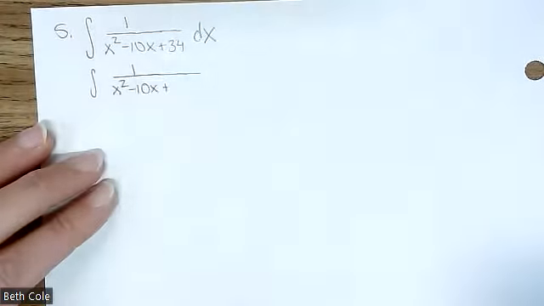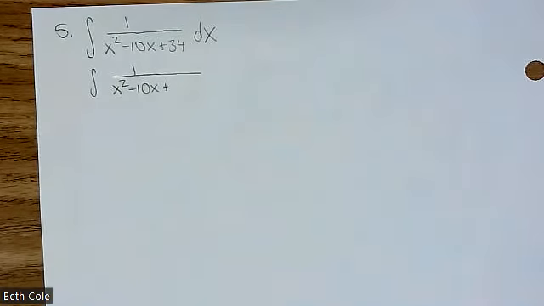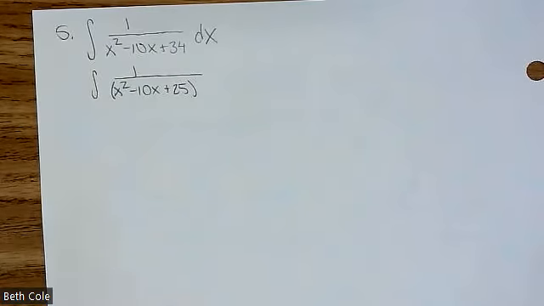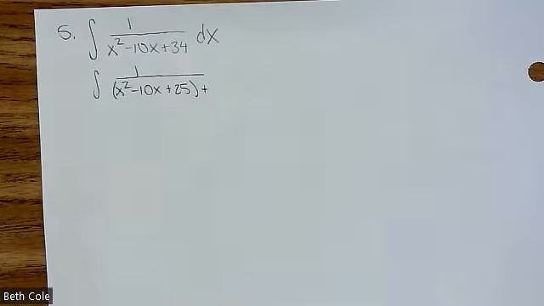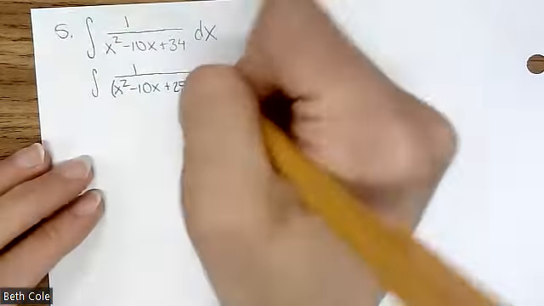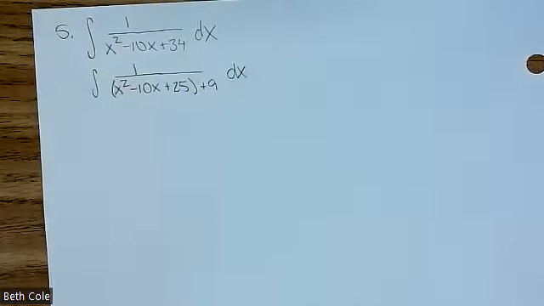You want to take 10, divide it by 2, and square it. So what would that give us? 25. Give it a hug. Now you need to turn the 25 back into a 34. You're not allowed to just change the problem. So what do you have to tack on at the end? Plus 9. And then dx. That is literally what we just did here. I just threw an integral symbol at the front and a dx at the end.